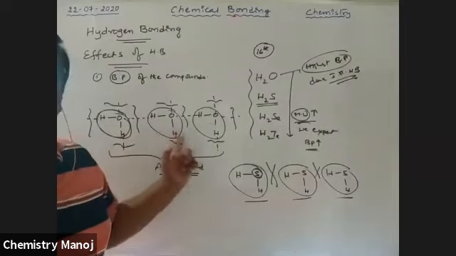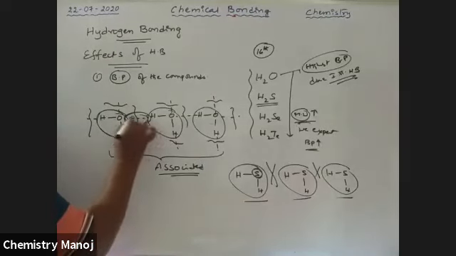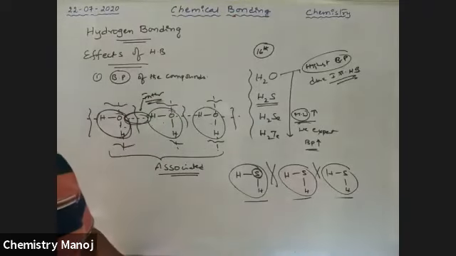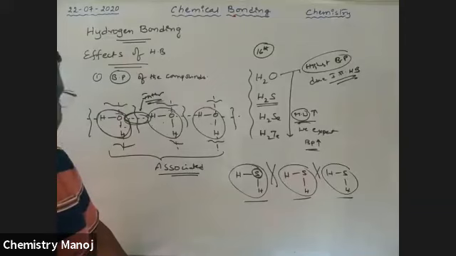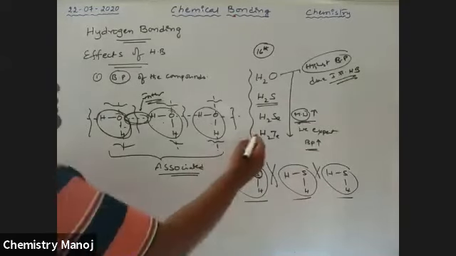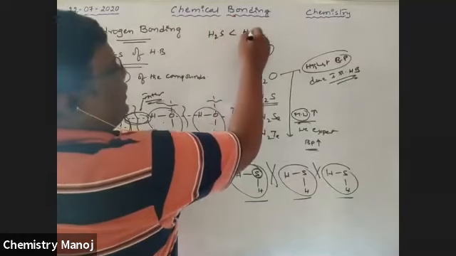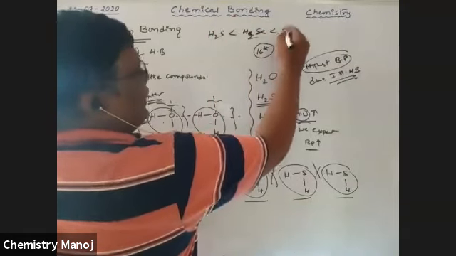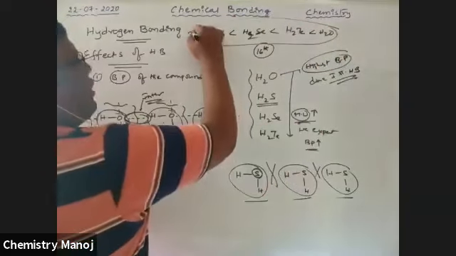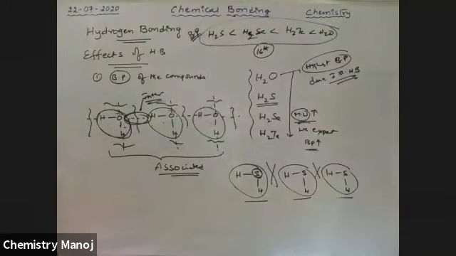It is due to intermolecular hydrogen bonding, because there is a hydrogen bond between molecule and molecule. Between water molecules, intermolecular hydrogen bonding exists. Because of that, its boiling point abnormally increases. That is why the order of boiling point is H2S less than H2Se less than H2Te less than H2O. This order is asked many times. Like this, other groups are also possible.